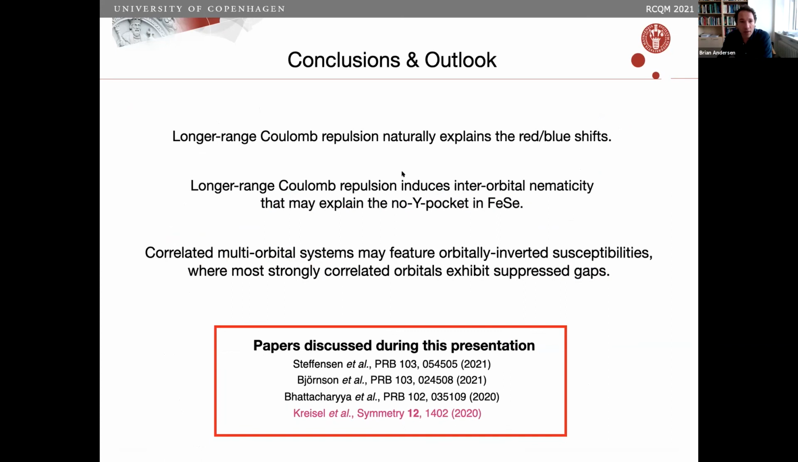Okay, I am at the conclusion slide. So I have shown just briefly how longer-range Coulomb repulsion naturally can lead to these red-blue shifts, small pockets. There's an interesting inter-orbital large nematicity component that is microscopically generated also from the same mechanism. It might be the explanation of the no XY pocket in iron selenide. And then I showed you an example of a self-consistent calculation with susceptibility, self-energies, and pairing, where there was this orbital inversion, which strongly affects the gaps.